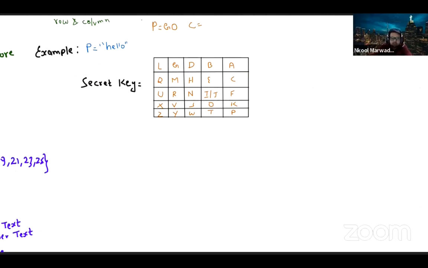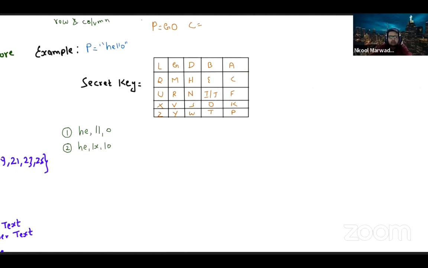So the first step is to break the plain text into pairs of two characters. Let us do that. First we will break it into HE, then LL, then O. We have already seen that whenever we have the same letters adjacent to each other, we introduce a bogus letter. After introduction of the bogus letter, it will become HELXLO. Now, since it is even length, it's okay. If it had been an odd length, we would have to insert one extra character at the end.